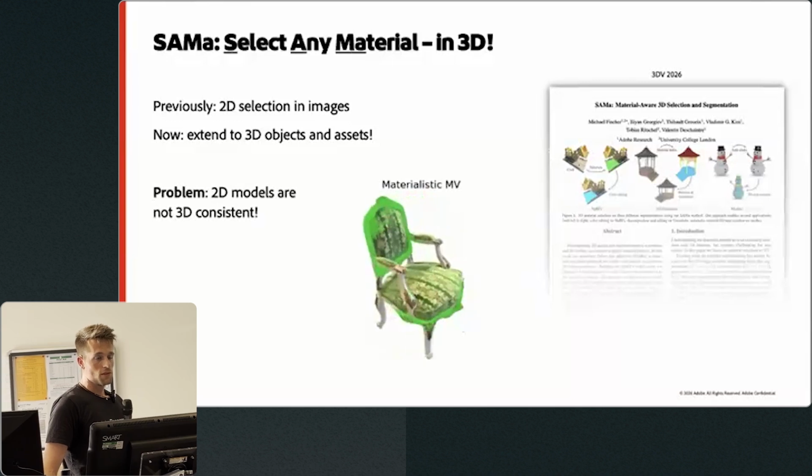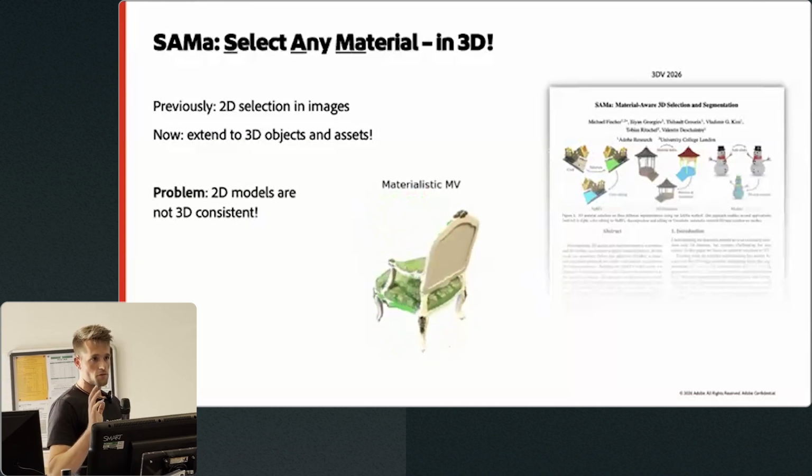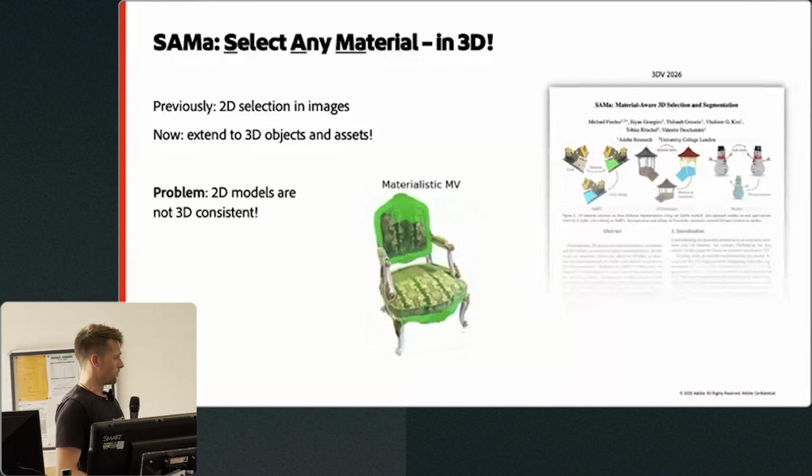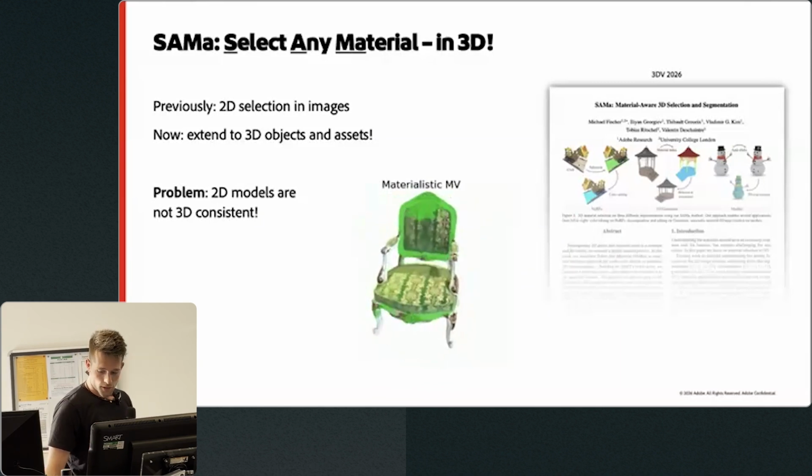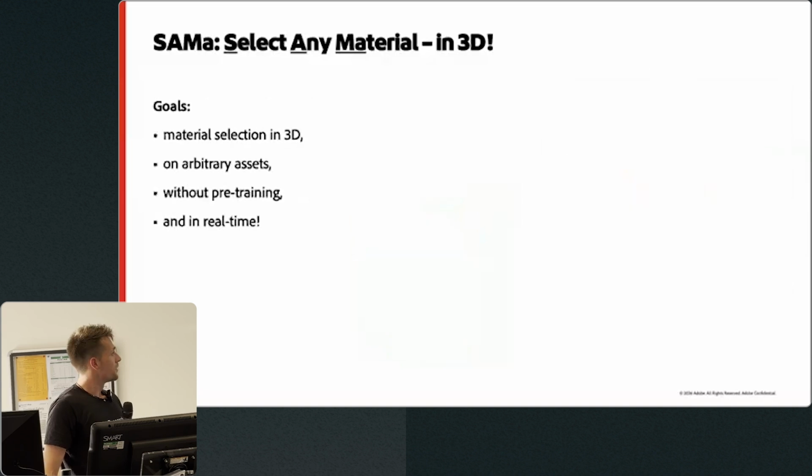So if you run a 2D selection model on each frame of this video, you can see that the selection is absolute garbage. It's just not usable. So we needed to come up with a way of doing this. And some of the criteria we wanted to support was selection in 3D, obviously, on arbitrary assets, without expensive pre-training. So I want to be able to just receive an asset from the user, run the selection in a couple of seconds and be done with it, and then visualize it in real time.